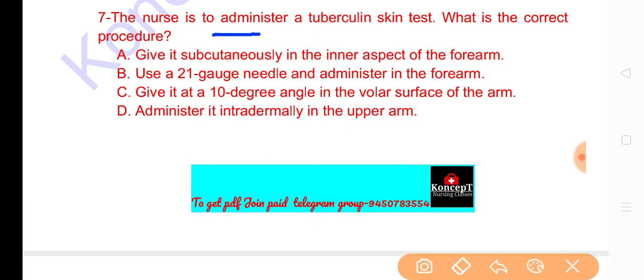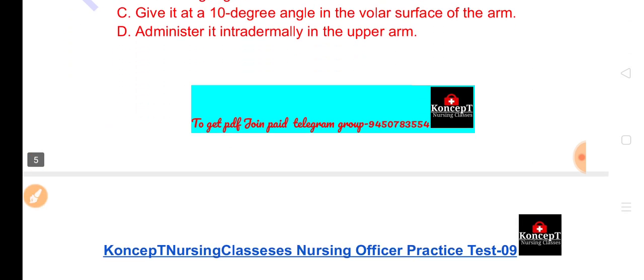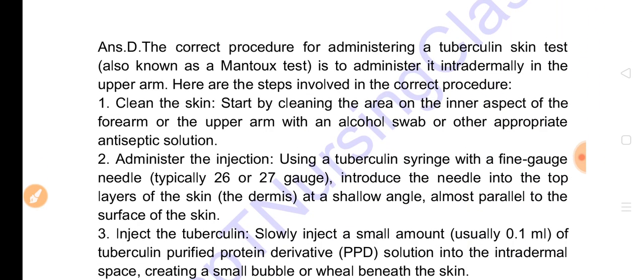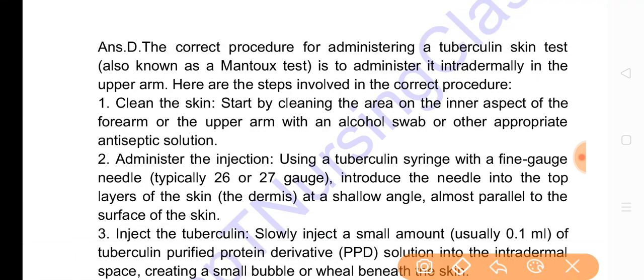The nurse is to administer a tuberculin test in the upper arm. So the correct answer is option D, administer it intradermally in the upper arm. Let us see the explanation of this question. The correct procedure for administering a tuberculin skin test, also known as Mantoux test, is to administer it intradermally in the upper arm. Next question.